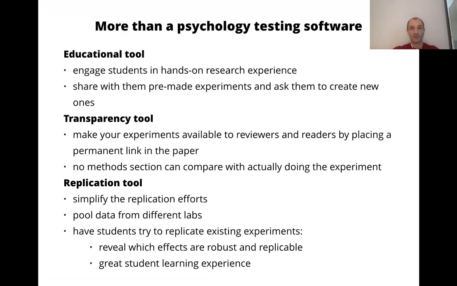We see it as a transparency tool because you can make your experiments available to reviewers and readers by placing a permanent link in the paper. No method section can compare with actually doing the experiment. So if you add a simple link in your paper to where the experiment can be checked online, it's much better for anyone reading your paper.